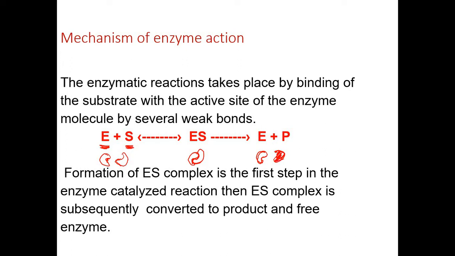Okay, so the substrate has somehow converted into product. This is how an enzymatic reaction takes place. Formation of an enzyme substrate complex is the first step in the enzyme catalyzed reaction. So mao jud ni ang first step. An enzyme and substrate will bind together to form an enzyme substrate complex. That's the first step. And then this ES complex will be converted into product and the free enzyme.